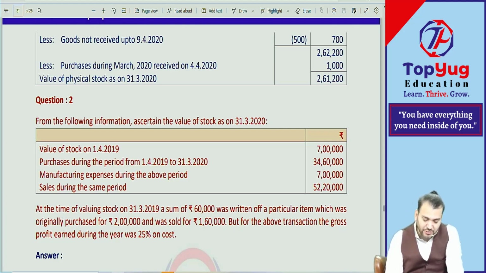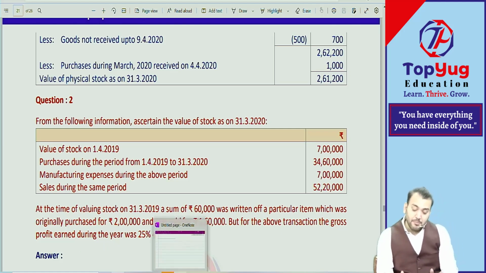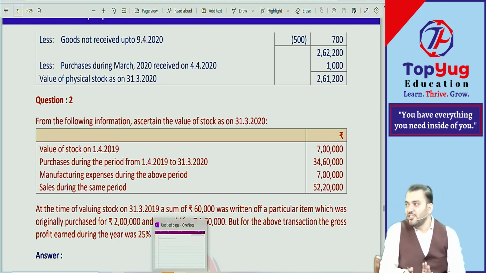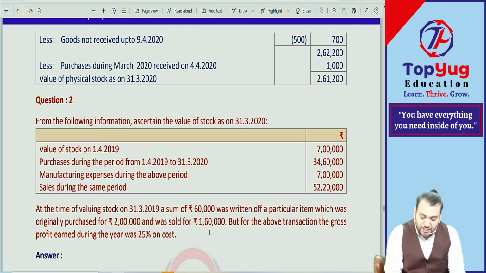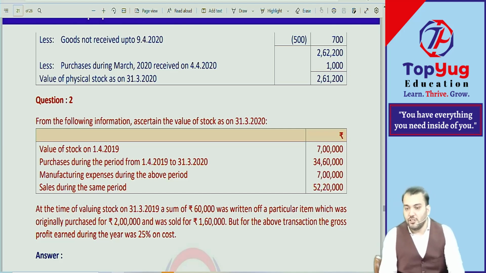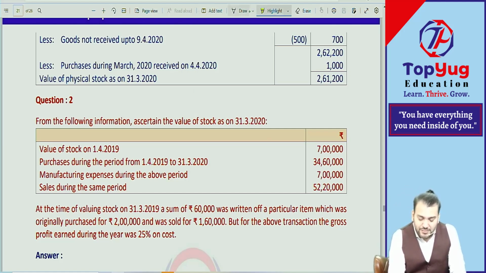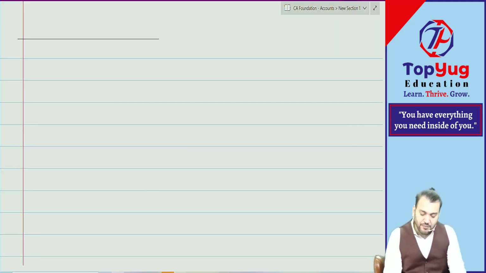But for the above transaction, the GP earned during the year was 25% on cost. What is it? But for the above transaction, the GP. It means leaving the above transaction. Leaving this particular transaction, the GP is 25% on cost. So the English is a little dangerous here. If they are saying but for the above transaction, just underline this. It means write down leaving above transaction, the GP is 25% on cost.